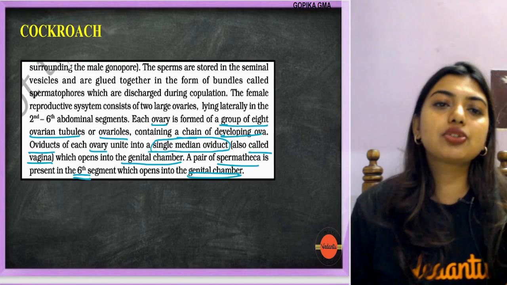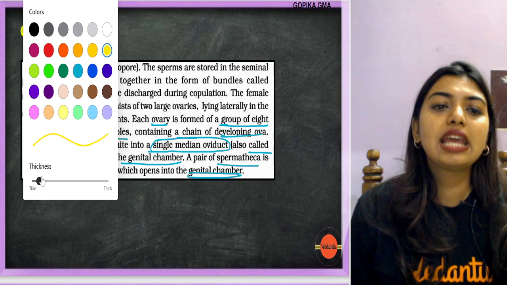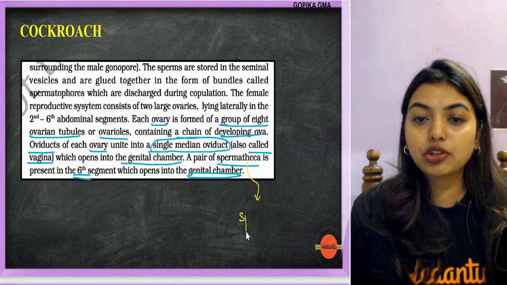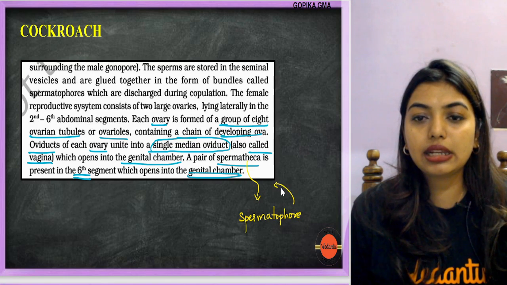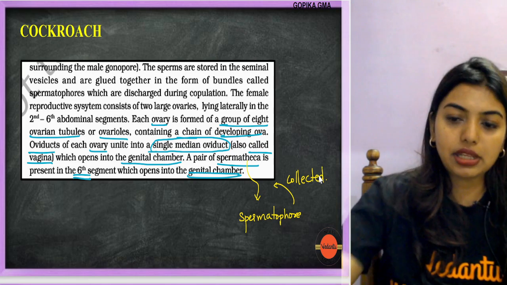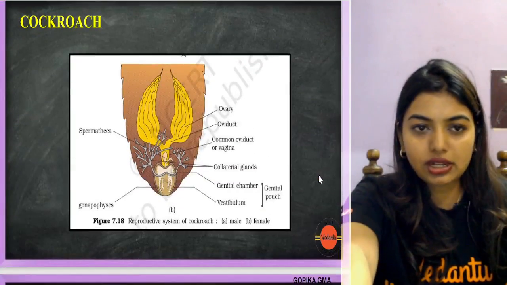Now all my students will have confusion. Ma'am, did you say spermatheca in females? Yes, students, I told spermatheca in females because the spermatophore is coming from there. That packet will be collected by this fellow, that is your spermatheca, which is present in females. Now before I go into anything, let me show you the structure so you'll have clarity.